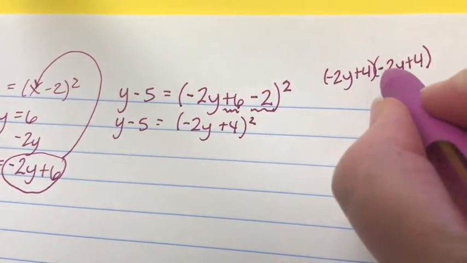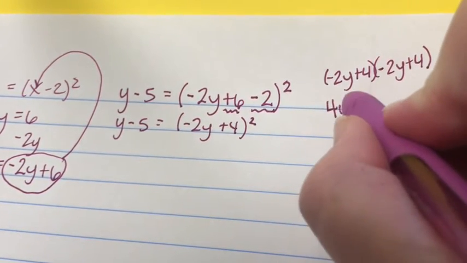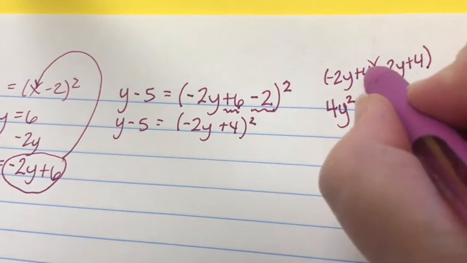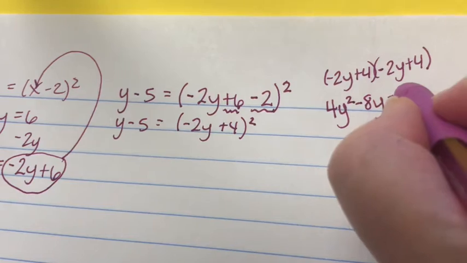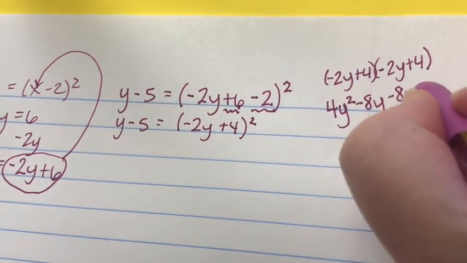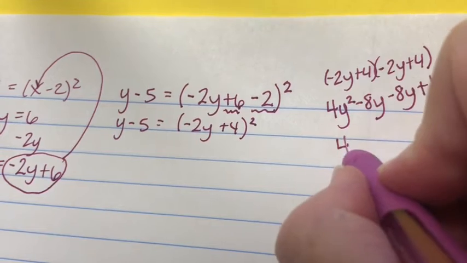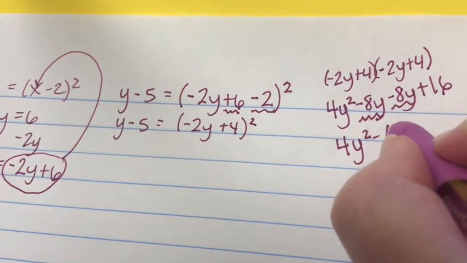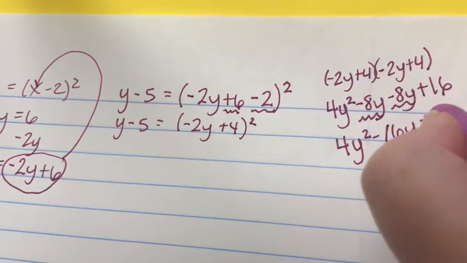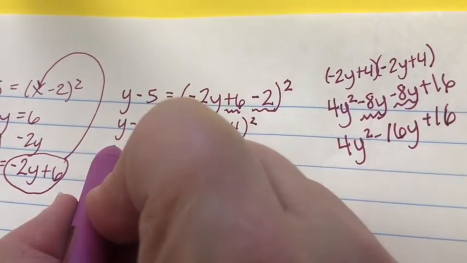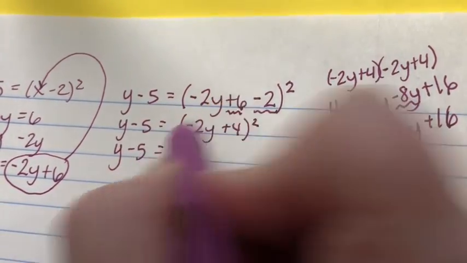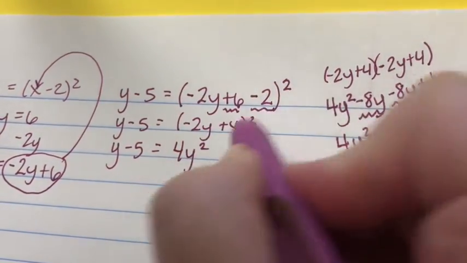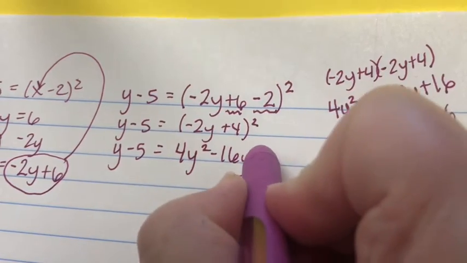So negative 2y times negative 2y is positive 4y squared. Negative 2y times 4 is negative 8y. 4 times negative 2y is also negative 8y. And 4 times 4 is 16. So then it's going to be 4y squared. This thing plus this thing is negative 16y plus 16. So we still have y minus 5 equals, and again, if I'm going too fast, pause the video. 4y squared minus 16y plus 16.